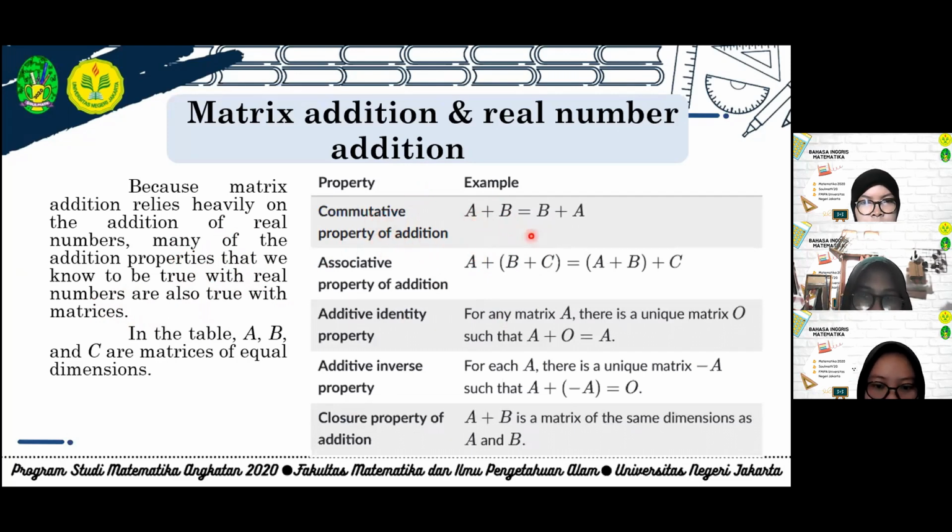Commutative property of addition. For example, A plus B equals B plus A. Associative property of addition: B plus C and then add the A equals A plus B and then add the C. Additive identity property: for any matrix A, there is a unique matrix O such that A plus O equals A. Additive inverse property: for each A, there is a unique matrix negative A such that A plus negative A equals O. Closure property of addition. For example, A plus B is a matrix of the same dimension as A and B.